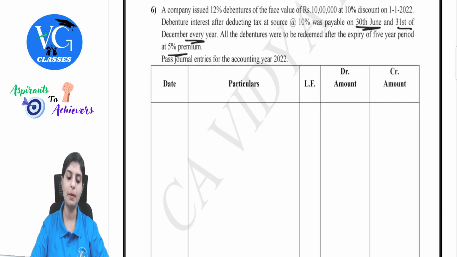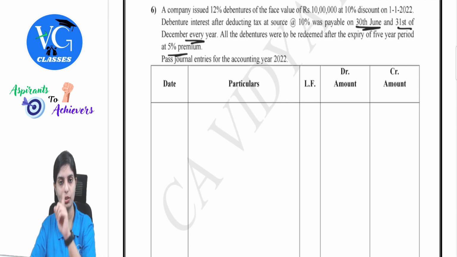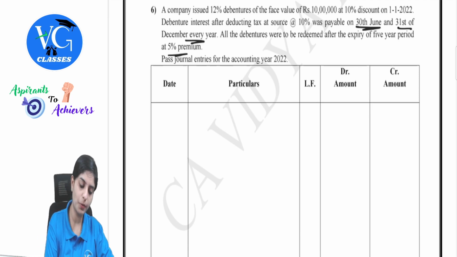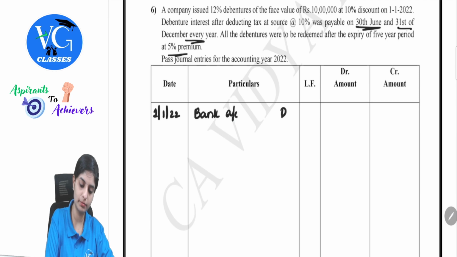What does the question say? The company issued 12% debentures of the face value of 10 lakh at 10% discount on 1st Jan. First of all, we will have to record the issue. There is premium on redemption, so that impact should also be considered. So first entry, 1st Jan 22, bank account debit. Like we did in one of the earlier questions, we will record both at one shot because there are no installments mentioned. To debenture application and allotment account.